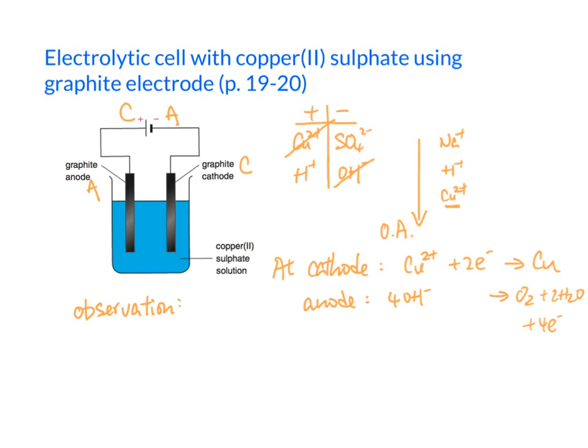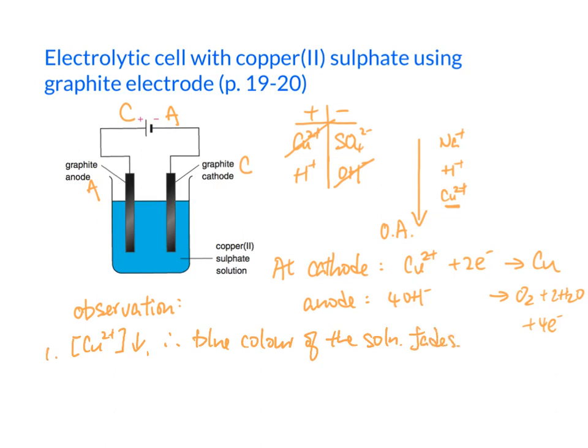First of all, you will find that the Cu2+ is getting less because it is going to form copper. So the concentration of Cu2+ decreases. The next thing that will be affected is the color of the electrolyte. Because the Cu2+ concentration is decreasing, the blue color of the solution fades. So this one is the first one.